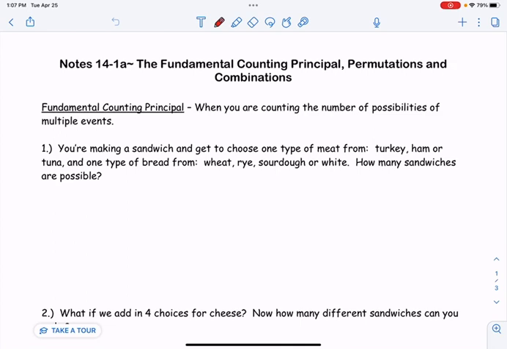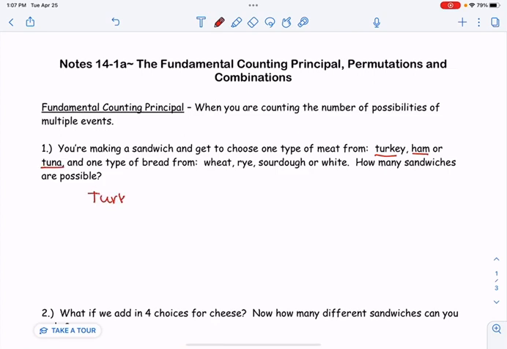It says that for number 1, you're making a sandwich and get to choose one type of meat from turkey, ham, or tuna, and one type of bread from wheat, rye, sourdough, or white. How many sandwiches are possible? So if I take a look at my 3 different options for meat, I have turkey, ham, or tuna. So I can have a turkey sandwich, a ham sandwich, or a tuna sandwich.